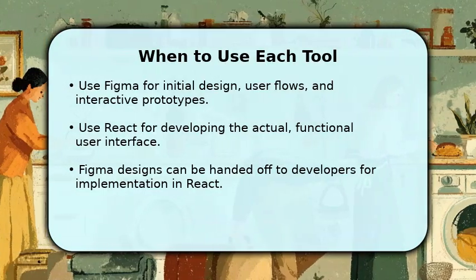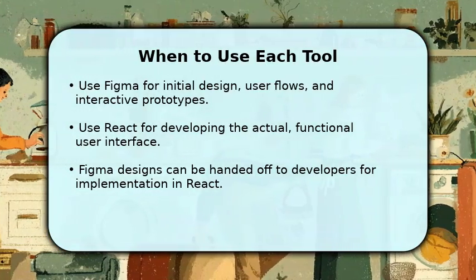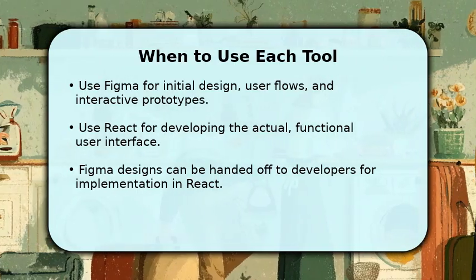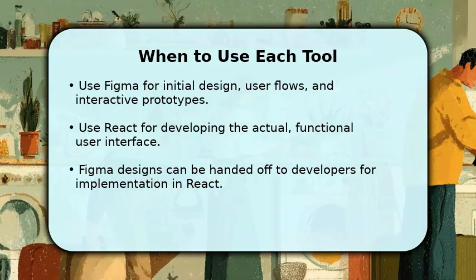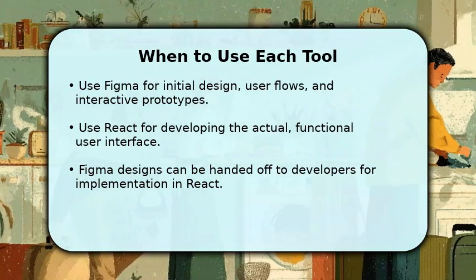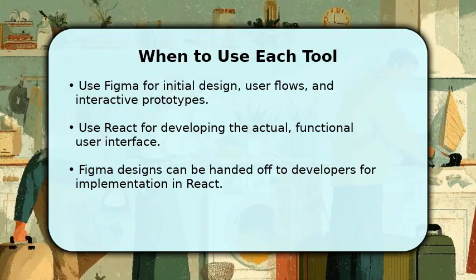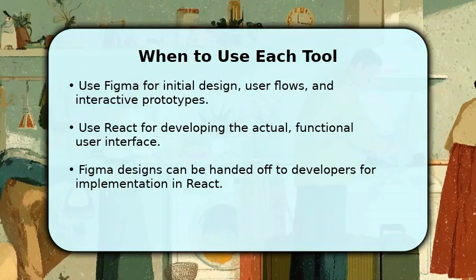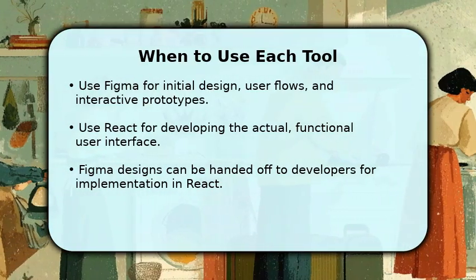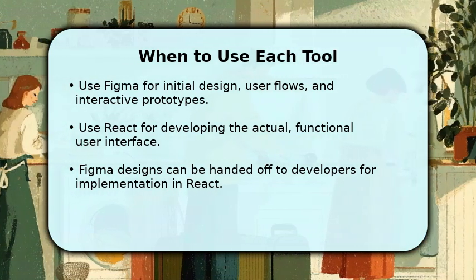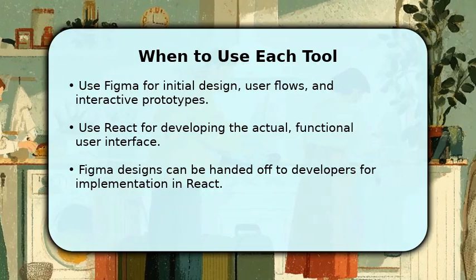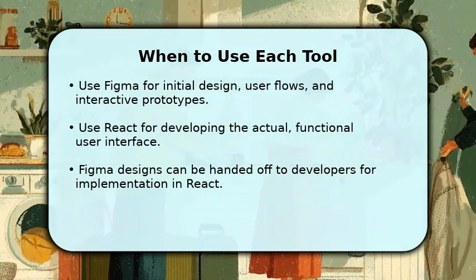Deciding between Figma and React isn't about one being inherently better, it's about their distinct roles. Use Figma for the initial design phase, crafting user flows, and creating interactive prototypes to validate ideas quickly. Once the design is solid, transition to React for building the actual, functional application. Figma serves as the blueprint, while React brings that blueprint to life with code. Together, they form a powerful duo, streamlining the entire product development process from concept to a fully functional user experience.